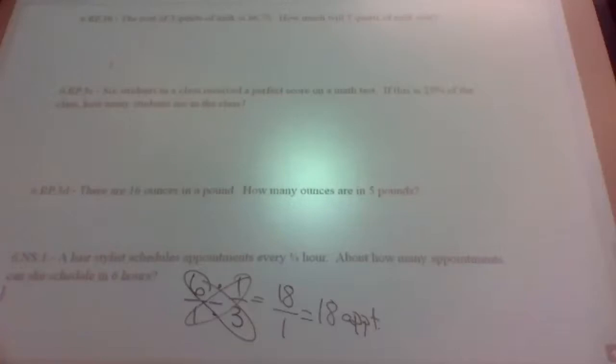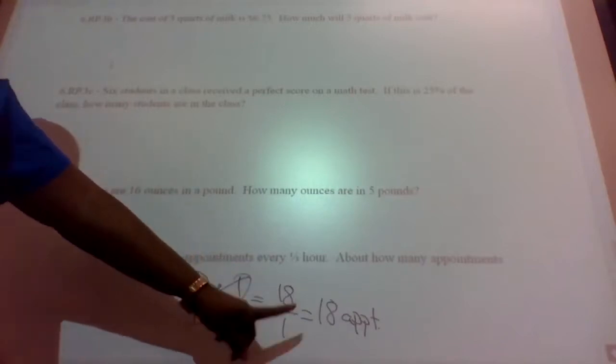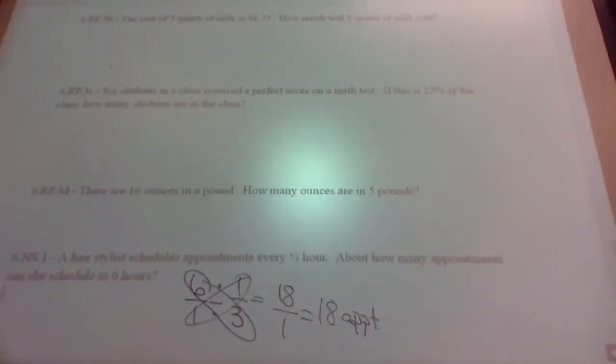Yes, ma'am. I just did 6. Same thing. Okay, because you know there are 3/3 in 3, right? 3/3 make 3. All right. Anybody else have any questions? Yes, ma'am. No, 18 divided by 1 is just 18. That's it.